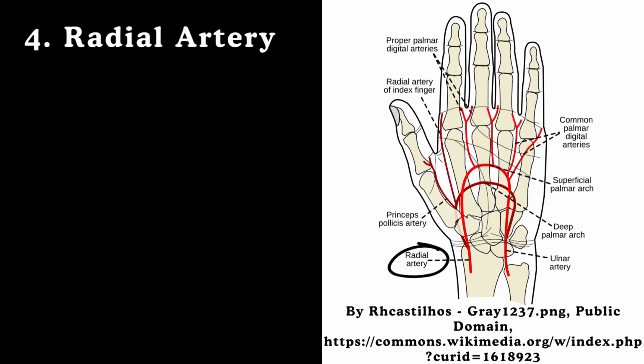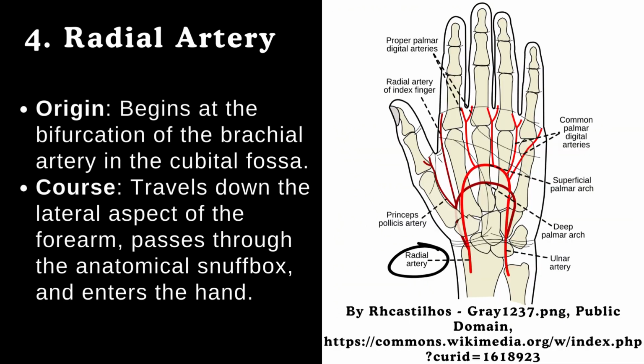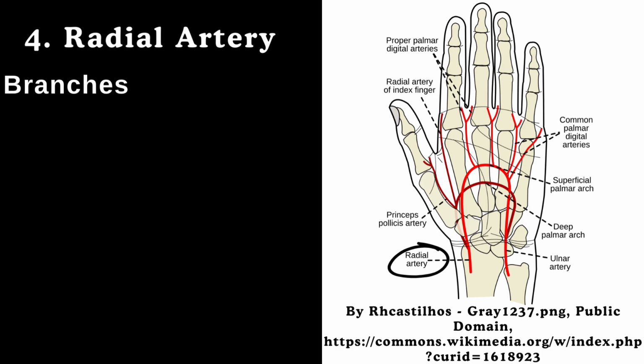Number 4. Radial artery. Origin: begins at the bifurcation of the brachial artery in the cubital fossa. Course: travels down the lateral aspect of the forearm, passes through the anatomical snuff box, and enters the hand. Branches of the radial artery.